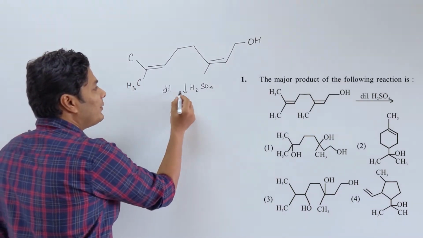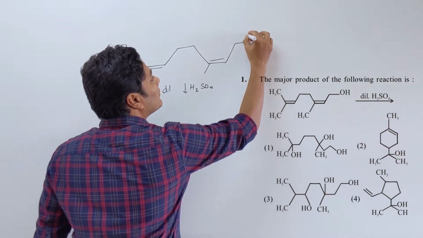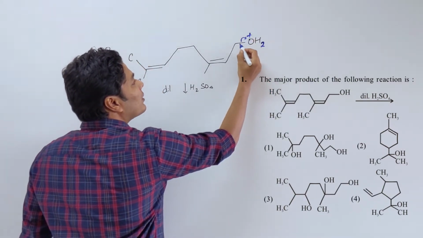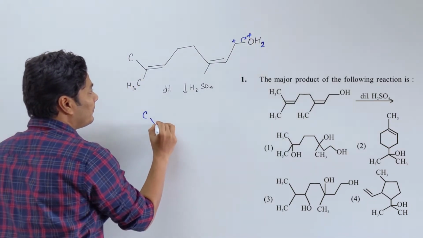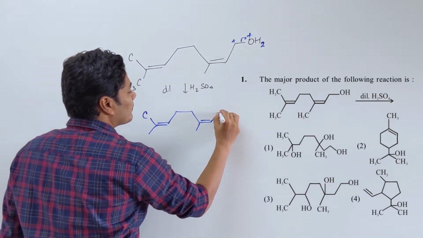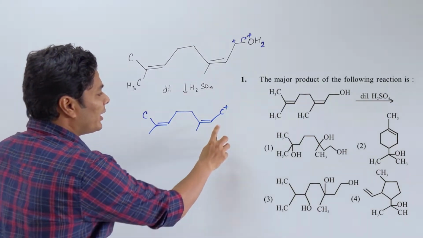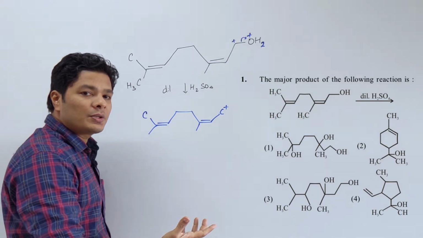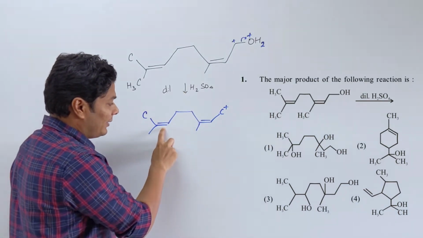Our first step, dilute H2SO4. So the H plus can get attached here, and this group can take the electron and leave, and you can get a carbocation right there. So I have a carbocation. Now this carbocation is deficient in electron, so it's an electrophile. It wants a nucleophile. And luckily I have a nucleophile not outside but inside.